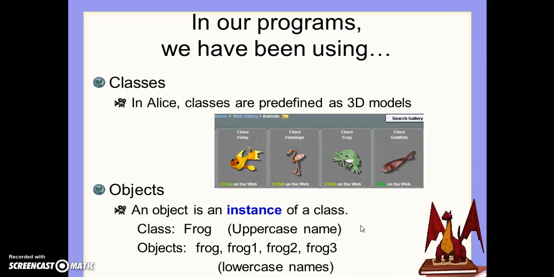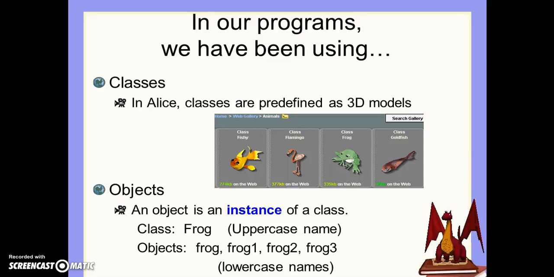Now, in past programs, we have been using different classes. In Alice, classes are predefined as 3D models. So we have in this example, fish, flamingo, frog, and goldfish.